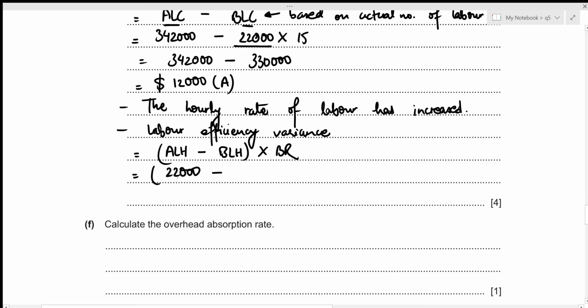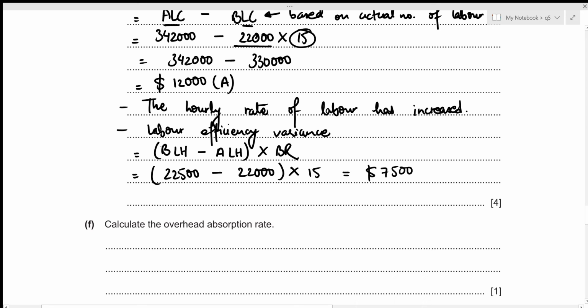So we can see that the actual was 22,000, whereas we figured out our budgeted to be 22,500. So I'm just going to switch this like I did before. That's going to be budgeted labor hour minus actual labor hour. And we figured out our budgeted labor hour to be 22,500 minus 22,000 times our budgeted rate, which was 15. So this gives the total labor efficiency variance a value of 7,500.